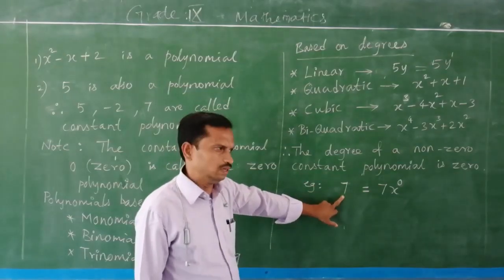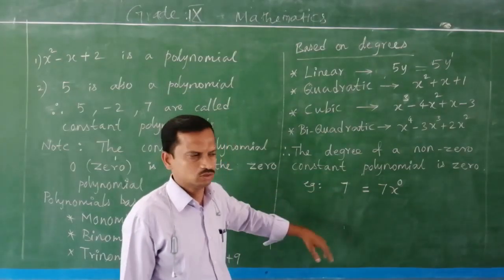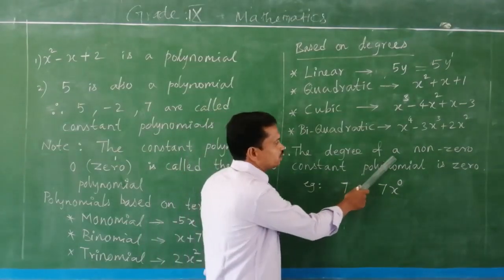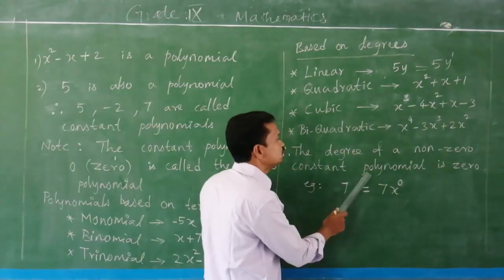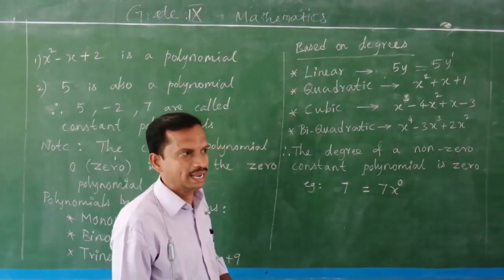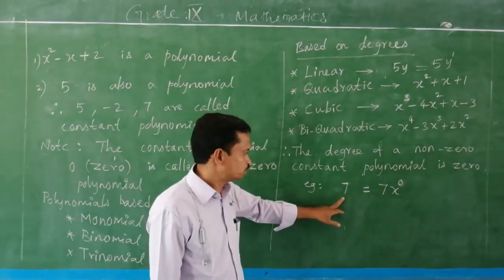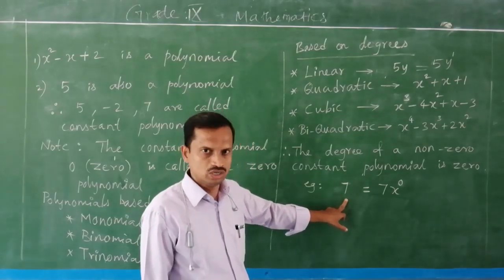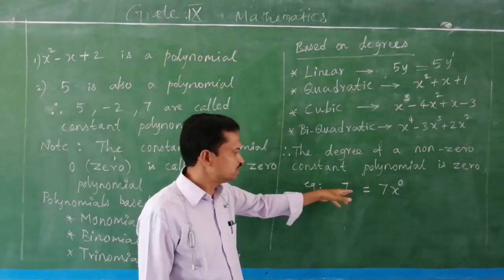7, for example. 7 is a constant polynomial. So what is the degree of the constant polynomial? The degree of a non-zero constant polynomial. Non-zero means what? Except 0. So suppose I take 7. 7 is a non-zero constant polynomial. So what is the degree of it?